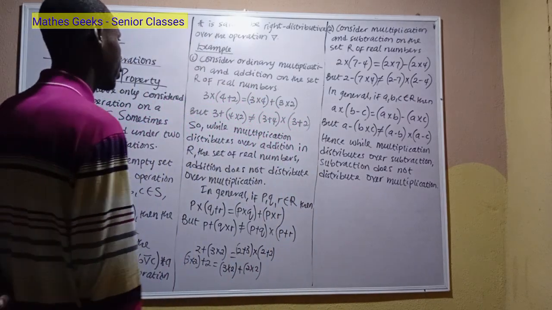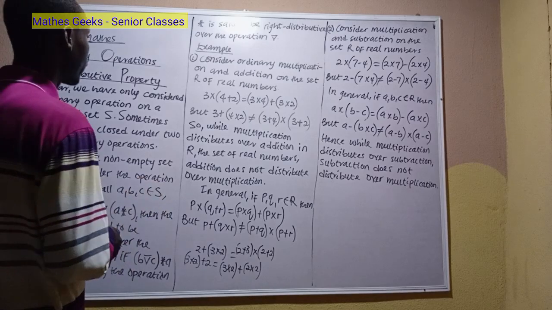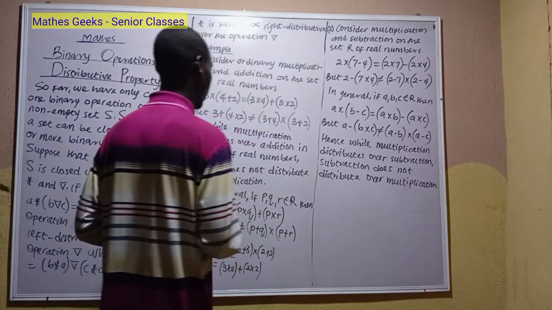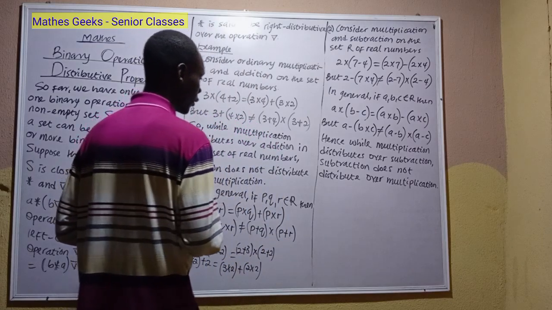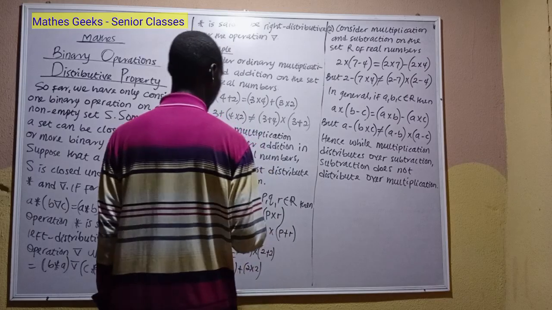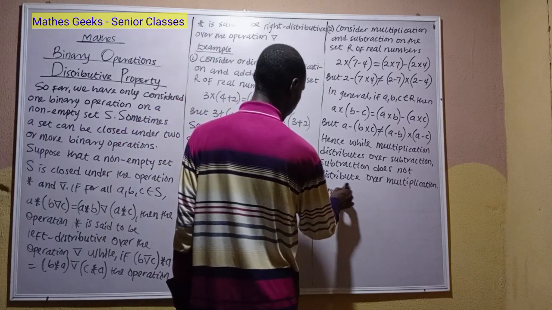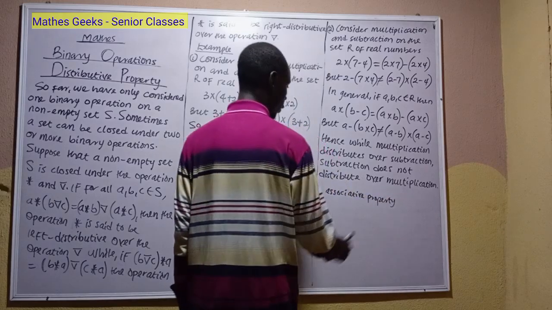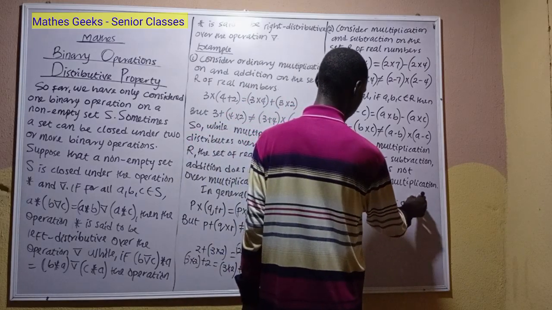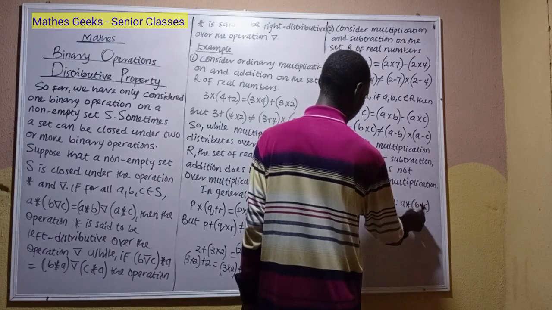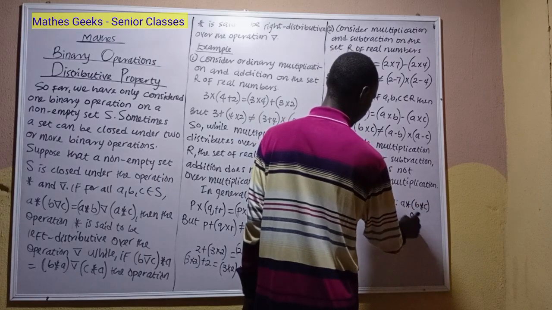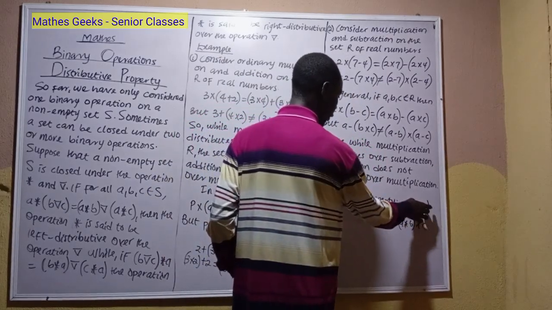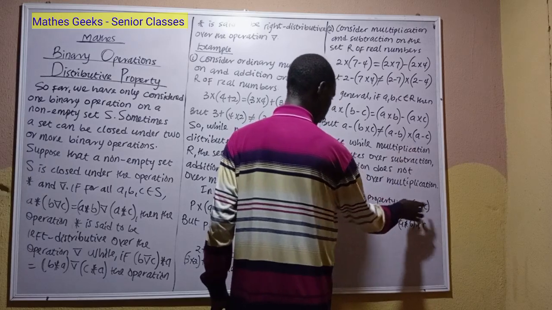So we have a summarization. Have at the back of your mind that the distributive property always goes with two different operations, and it involves three elements. The difference between the distributive property and the associative property is that for the associative property, we have (A star B) star C, or A star (B star C). So you see that it involves three elements, A, B, C, but the same operation, star.